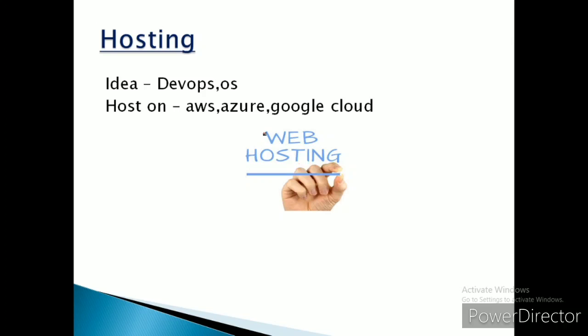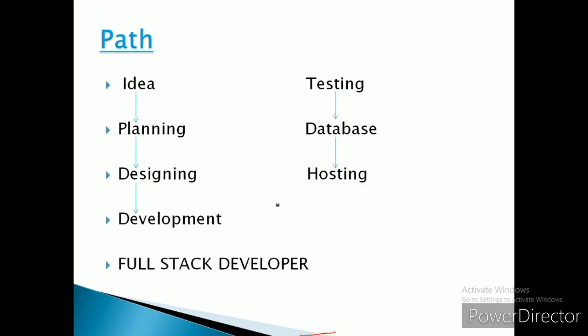We'll go to hosting. Our application should be hosted, right? For the hosting, we have to have an idea about DevOps and OS. And also, where do we host? There are some hosting services like AWS, Azure, and Google Cloud. AWS means Amazon Web Services, right? This is the hosting part. After the hosting, we have nothing. This is the last part.